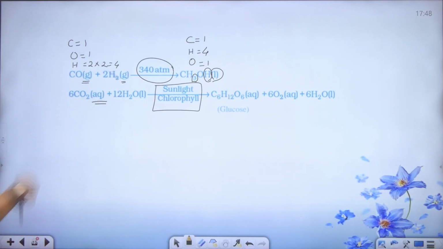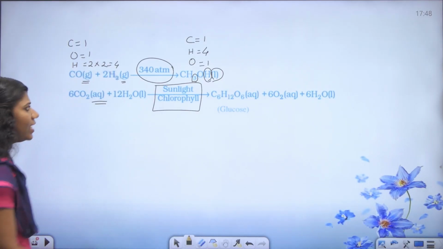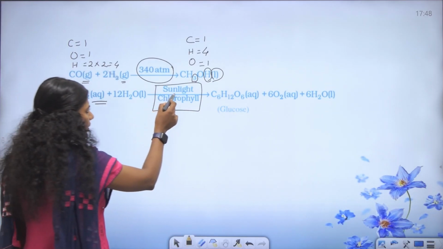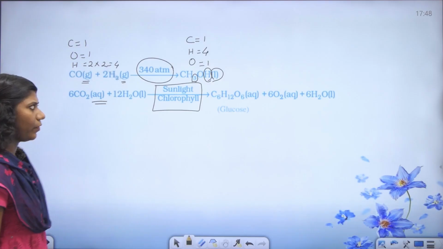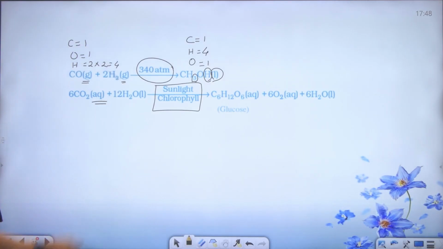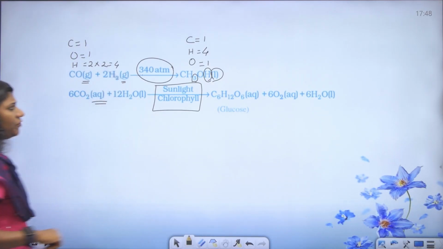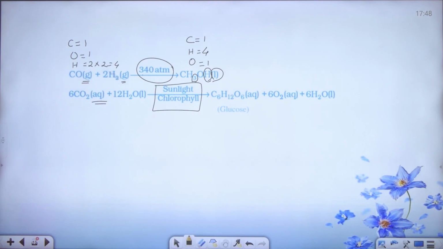Okay, this is the reaction condition. In photosynthesis, the reaction takes place in the presence of sunlight and chlorophyll. In the above equation, the reaction takes place at 340 atmospheric pressure. The pressure of the reaction condition for that particular reaction is 340 atmospheric pressure. Okay, is it clear?